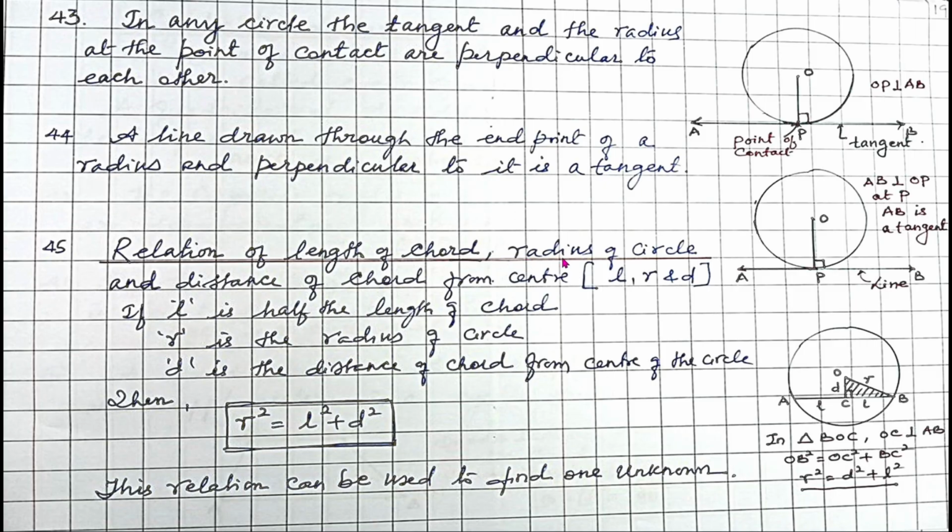Relation of the length of a chord and the radius of a circle. Now let us understand this here. We have a chord AB here, R is the radius of the circle, and D or OC is the distance of the chord AB from the center. If I see the triangle here, triangle OBC, angle OCB is 90 degrees. By applying the Pythagoras theorem, we understand that R square is equal to L square plus D square. This relation can be used to find one unknown. Knowing two values, we can find the third value. It's a very important relation and useful for calculation.